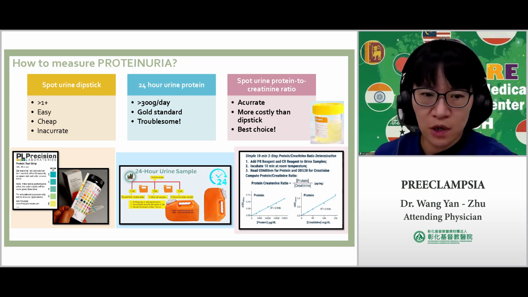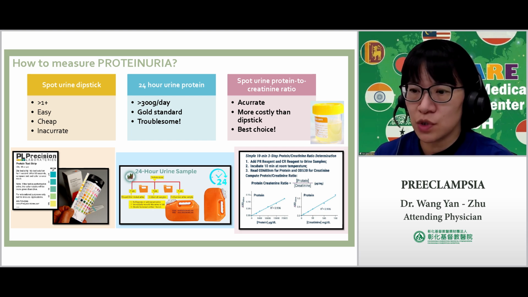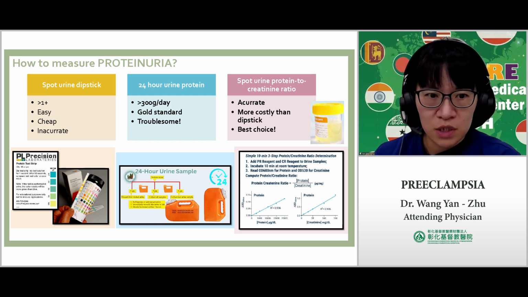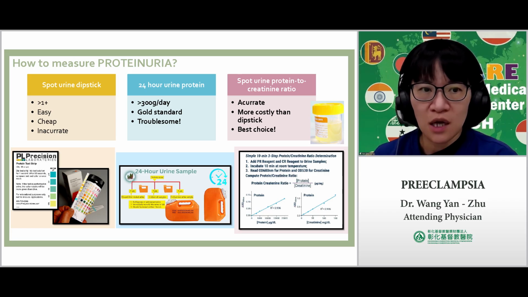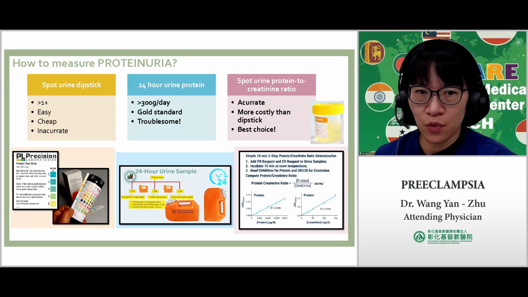Okay, so in clinic, we often use the spot urine dipstick. I think everyone is very familiar with this one. With the urine dipstick, we can measure 1+, 2+, 3+, 4+. It's easy and cheap, but it's inaccurate because we can only know it's 1+ or 2+, but we don't know how much the proteinuria is.